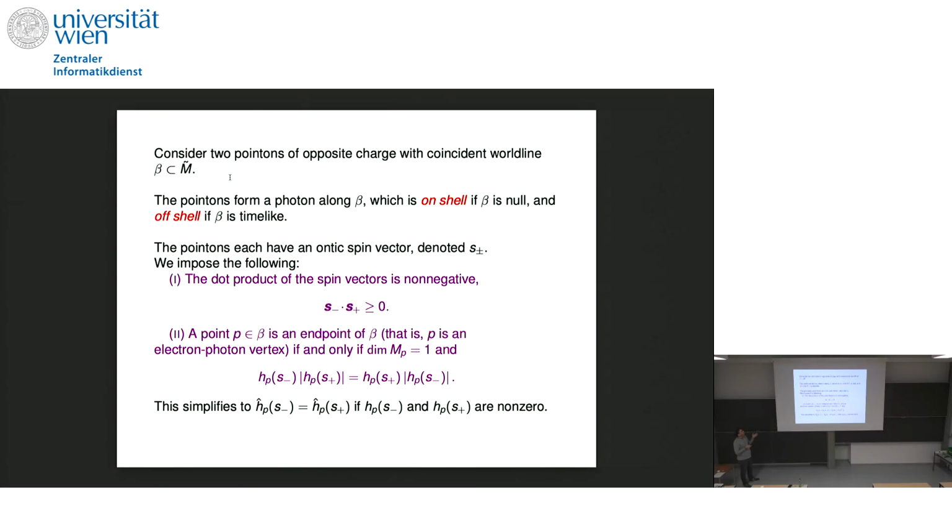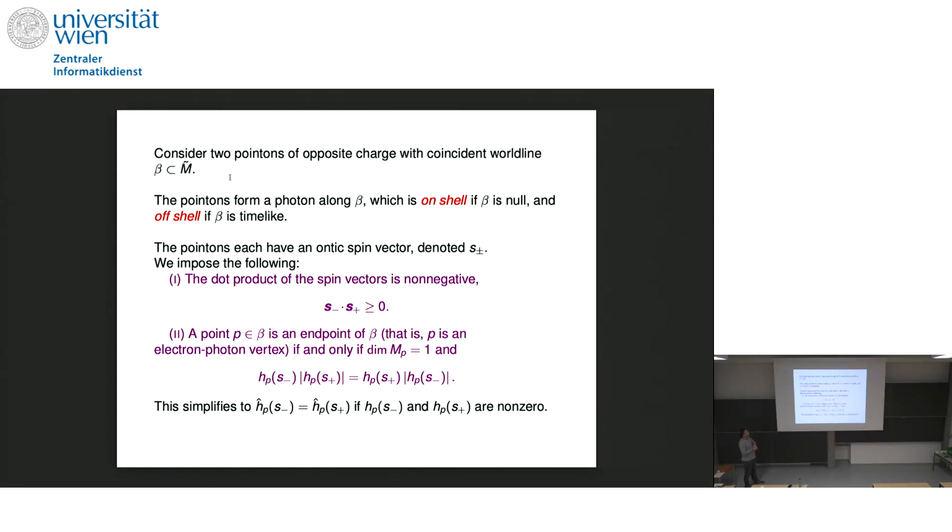Okay, so the pointons each have an ontic spin vector denoted S plus and S minus. So we have the future directed pointon world line and the past directed one. So we have two spin vectors. And now the idea is, if this is a photon, it should have polarization. So how do we get polarization out of just parallel transporting two vectors along a geodesic?